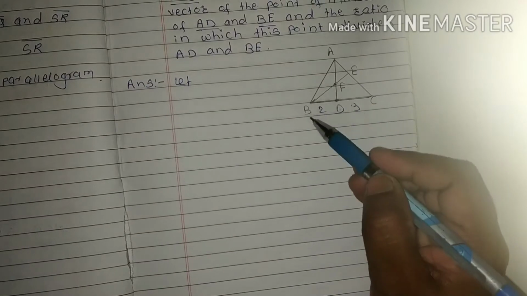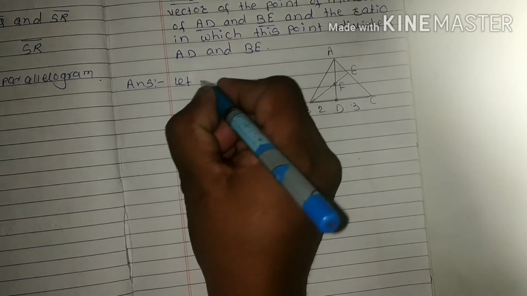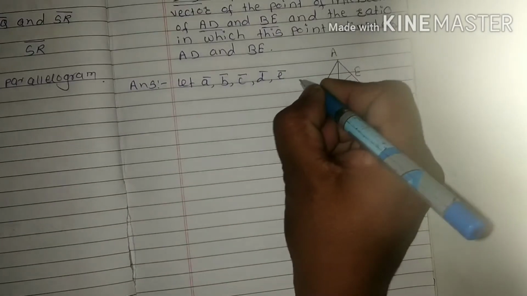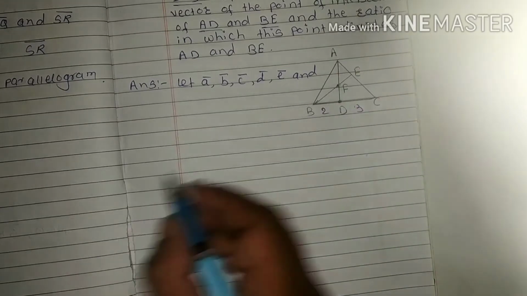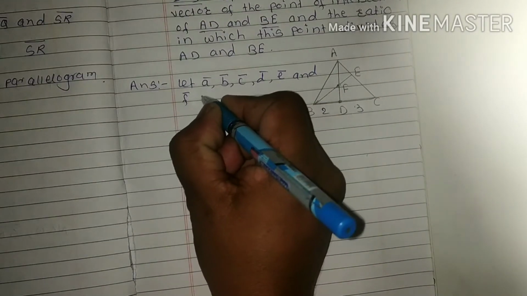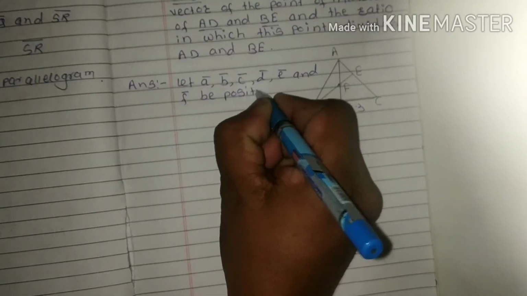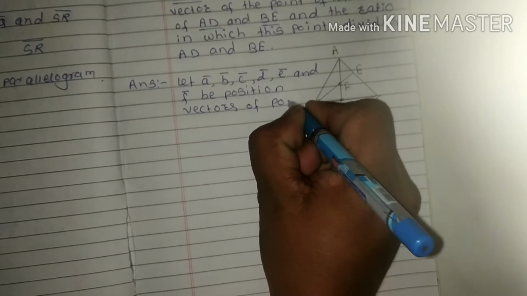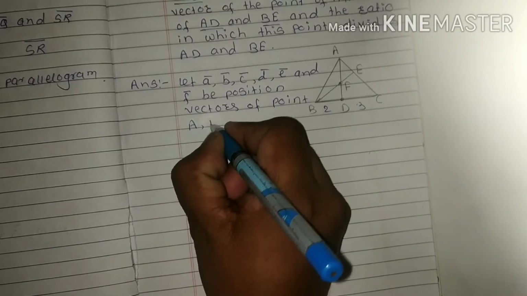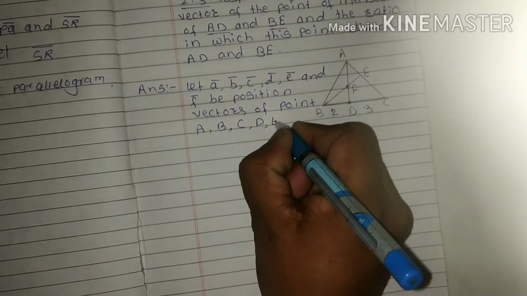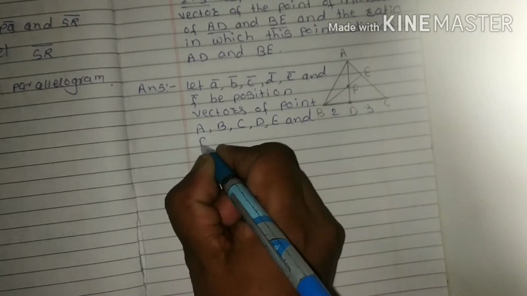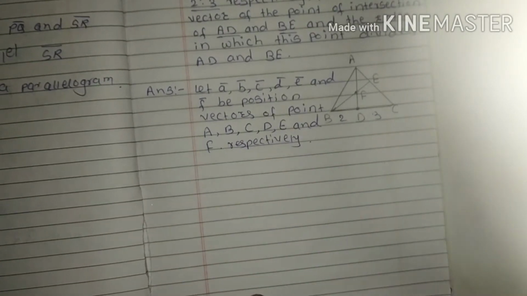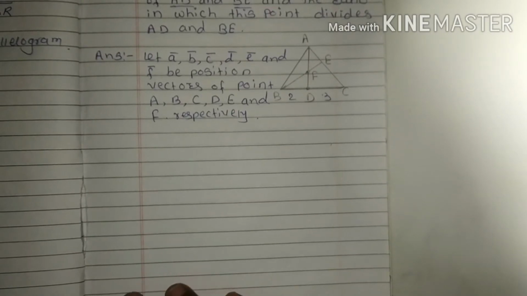Let's consider the position vectors of A, B, C, D, E and F, that is small a bar, b bar, c bar, d bar, e bar and f bar, respectively, the position vectors of the points.